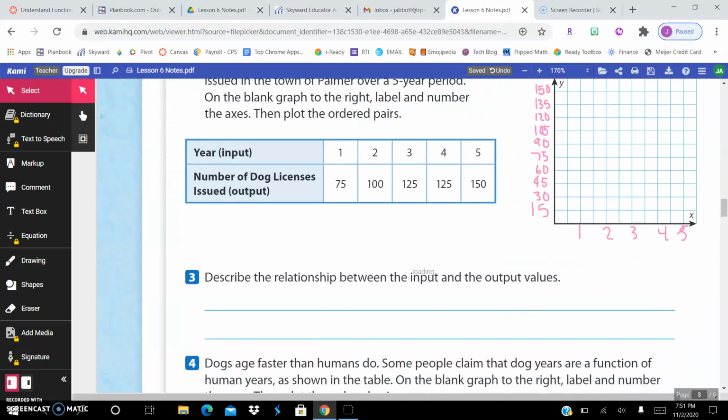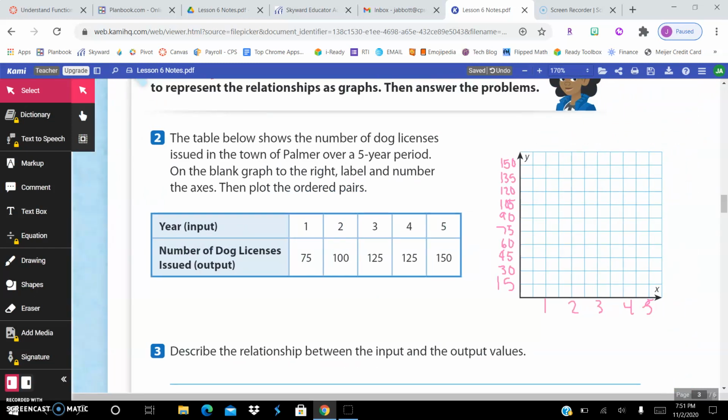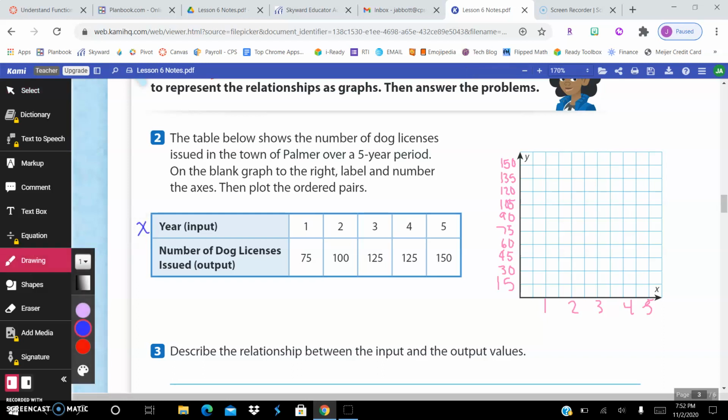So let's explore here. The table below shows the number of dog licenses issued in the town of Palmer over a 5-year period. On the blank graph to the right, label and number the axis, and then plot the ordered pairs. So I already have those labeled for you. The inputs, the years, are our x values, so I put that on the x-axis up to 5. And then the number of dog licenses is our output, so that's on our y. And when I looked at those, we had to get from 75 to 150. So I started and I went by 15s so that we had enough space to get everything on. And then we have to plot.